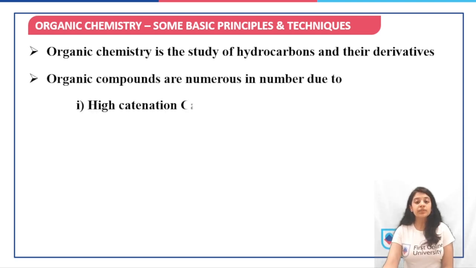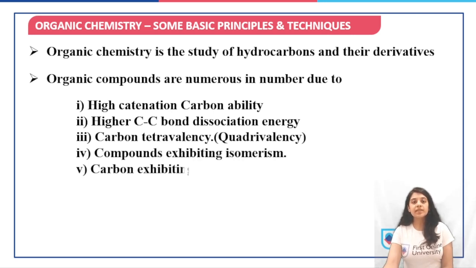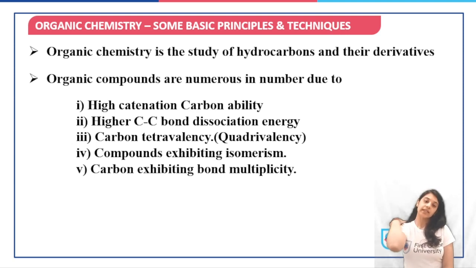Organic compounds are numerous in number because of the following properties. Because they involve carbon, and carbon possesses the property of catenation, so they have high catenation ability. Secondly, higher C-C bond dissociation energy, and therefore these organic compounds formed are very strong and stable, and very high energy is required to break the bonds between the carbon atoms in these organic compounds. Thirdly, carbon possesses the property of tetravalency, that is, it can be bound to four other atoms, which would be carbon atoms or any other element, and that provides a variety of organic compounds to exist.